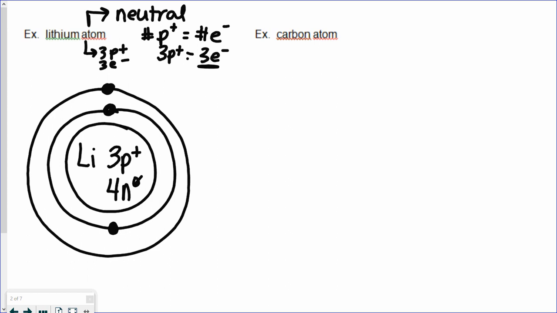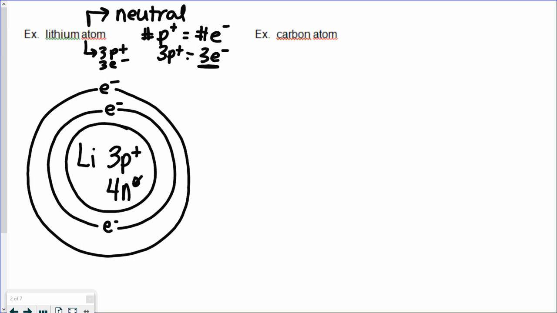I was going to say something else and now I've forgotten. Oh, I was saying another way that you can represent it. I'll usually do the dots, but sometimes you'll see it instead as the letter e negative. Know that that's a pretty common way of writing it. So you see there I have 3 e negatives represented for a lithium atom.